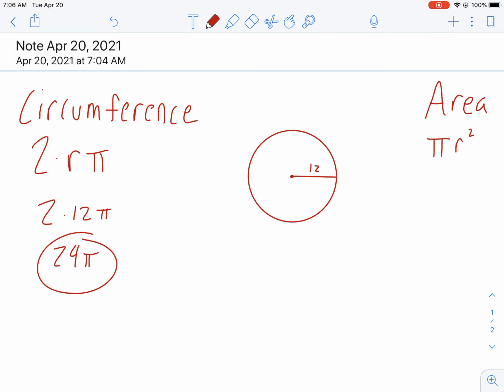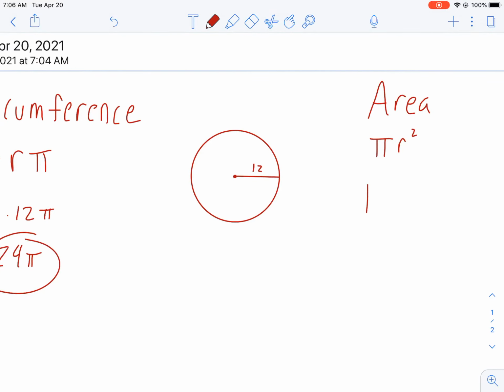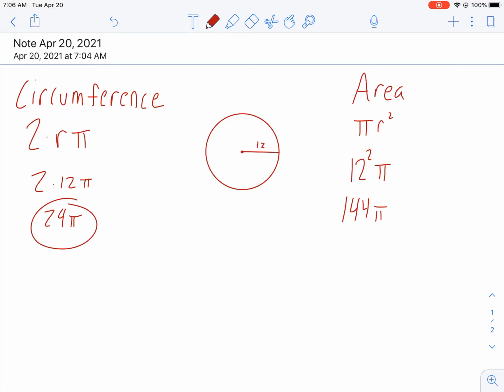You could type 24 times pi into your calculator and get the number as a decimal, but that's just doing more work, and it's actually better to just put this. For area, we've got 12 squared pi. 12 times 12 is 144. So the area would be 144 pi. Again, you could type that in your calculator, but it's easier to just leave it like this. So that's the basics of how to find circumference and area.